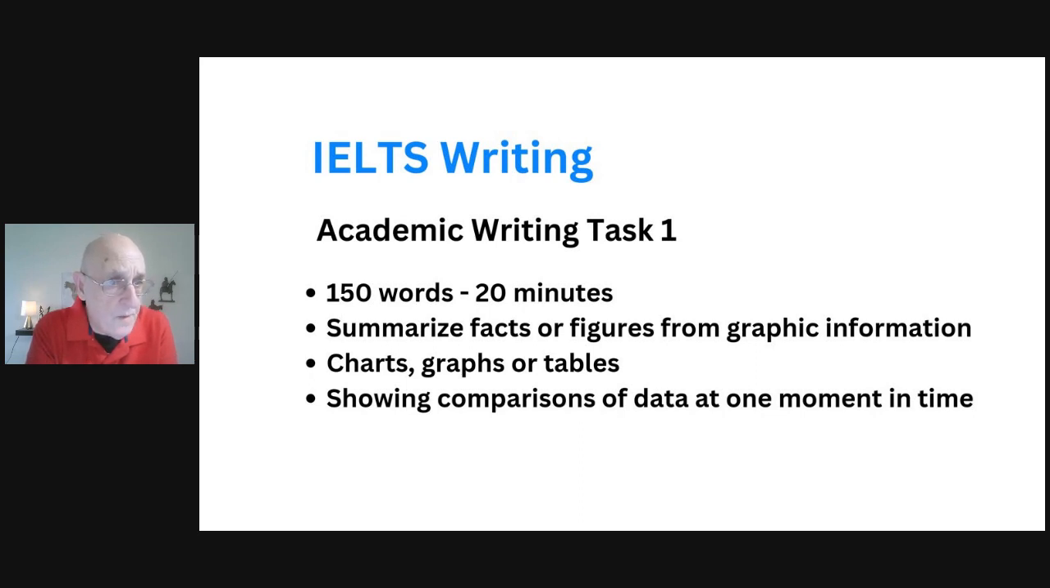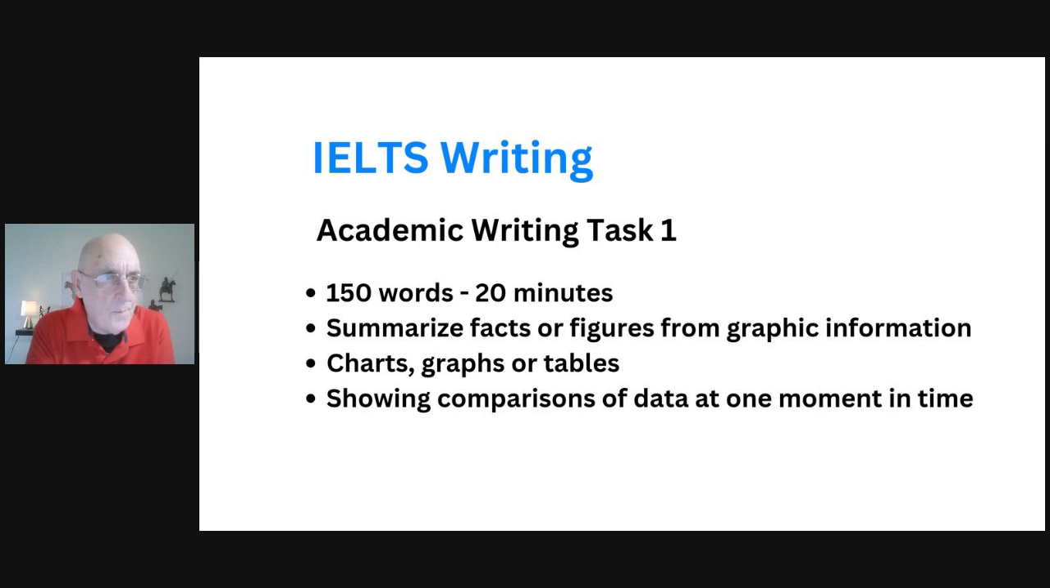So just an overview of academic writing task 1. It's 150 words and you have 20 minutes. You summarize facts or figures from the graphic information. The diagram could be a chart or a graph or a table. And then you're also asked to give some comparisons of data, because often these tables or charts will be over a time period, and you may be asked to compare one time period to another. And this 20 minutes fits in with the 1 hour you have to write both tasks, whether it's for academic or general.